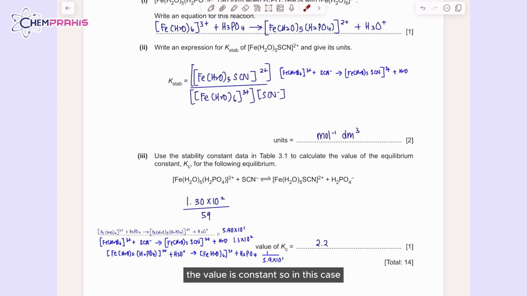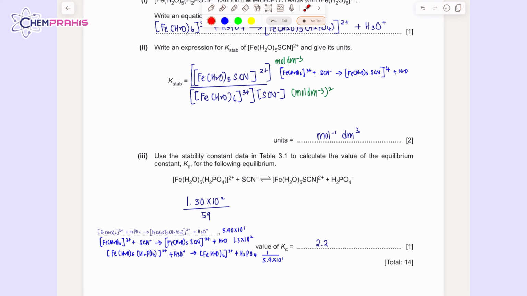So in this case, I will have my mol per dm cubed for my product. And then this one will be mol per dm cubed squared. So the final unit will be mol^-1 dm^3.